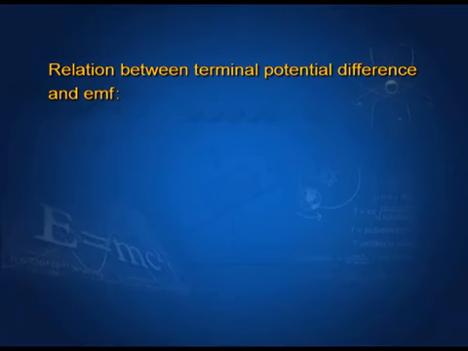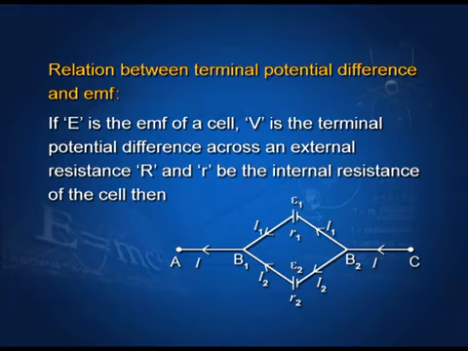Now, let's study the relation between terminal potential difference and EMF. If E is the EMF of a cell, V is the terminal potential difference across an external resistance capital R, and small r is the internal resistance of the cell, then from the diagram we can say E minus V equals I into R. Therefore, E minus I into R is equal to I into small r. Here I into capital R is the Ohm's law relation, which is the terminal potential difference across the external resistor.